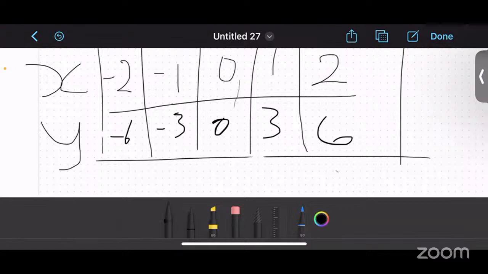And then that's all, ma'am. That's all. And then what's the next thing that we need to do? Then the graph, ma'am. How are we going to draw our graph?